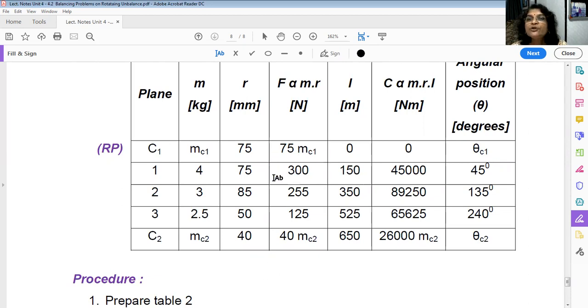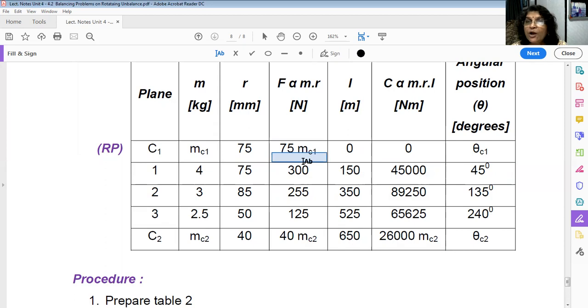Now we have to draw the force polygon. So how many vectors will be there? See, the couple polygon was a quadrilateral, because one vector was 0, so there were only four vectors. But in the force polygon, there will be 5 vectors, so you will get a pentagon. This is known to you now. Now only this is unknown, MC1 is unknown and theta C1 unknown.